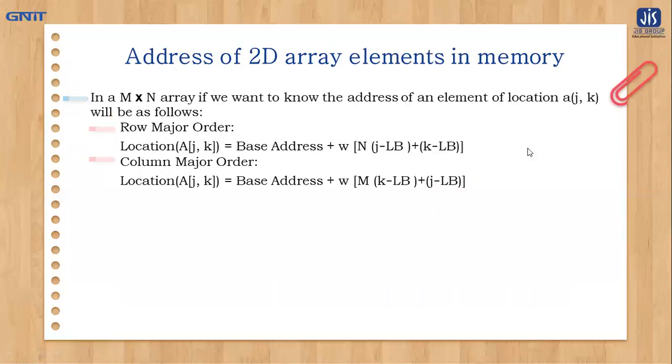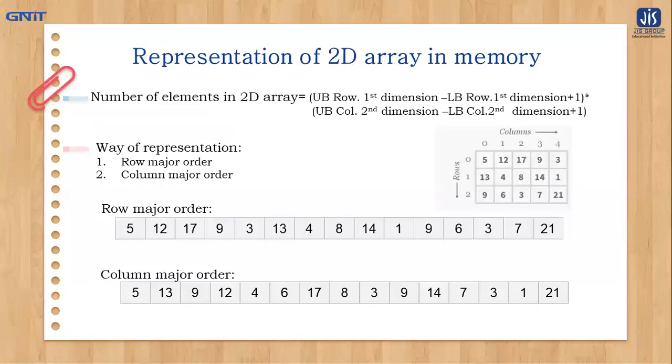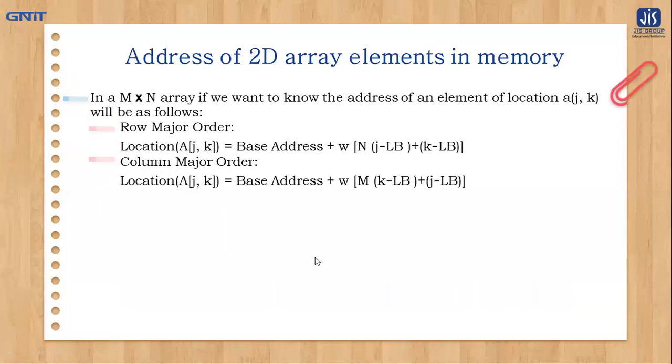So what is the formula to know the address, because it's very difficult to find out the address in this way. Suppose we know the address of 5 is 100, then we can find out the address of 4 also if we write all this in row major or column major order. But it's difficult, so we have to find some solution for that, and there is a formula for this.